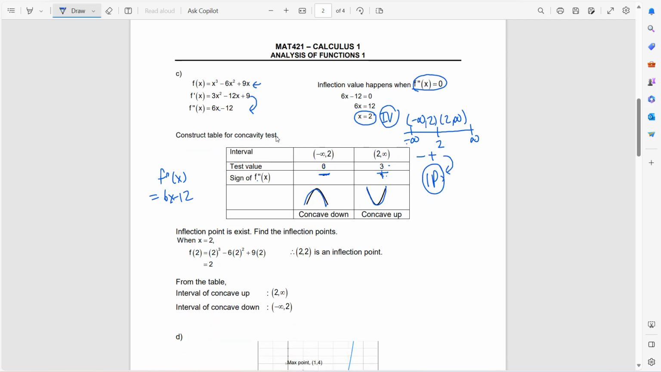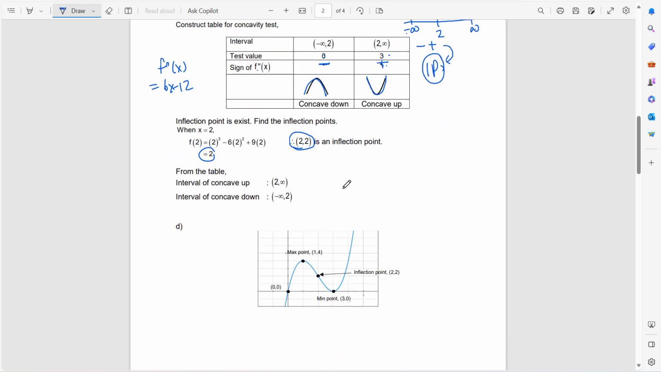So how to find the point? In order to find a point, we substitute the value here into the original function. Always remember that in order to find a point, we need to substitute the value into the original function, and then we get 2. So our 2 is our inflection point. Then you can make a conclusion: the interval of concave up is from 2 up to infinity, and the interval of concave down is negative infinity up to 2.